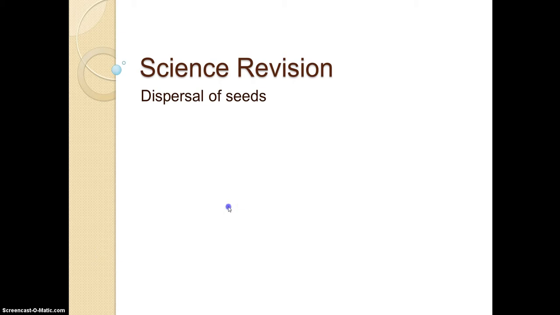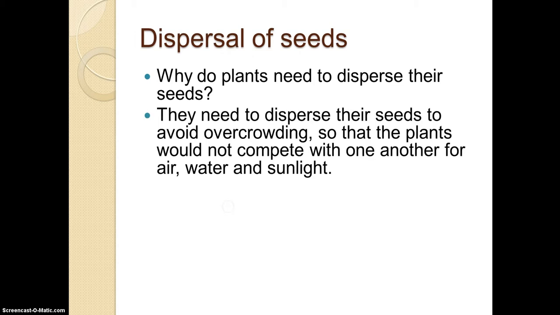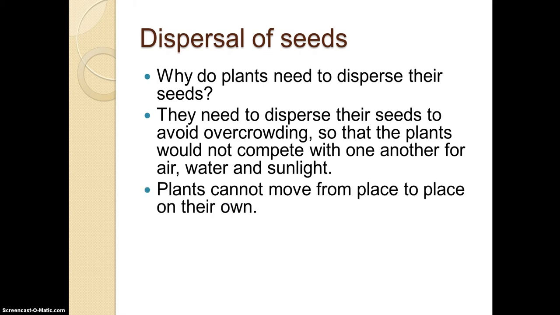So, dispersal of seeds. Why do plants need to disperse their seeds? They need to disperse their seeds to avoid overcrowding so that the plants will not compete with one another for air, water and sunlight. Plants cannot move from place to place on their own, so there are two reasons.